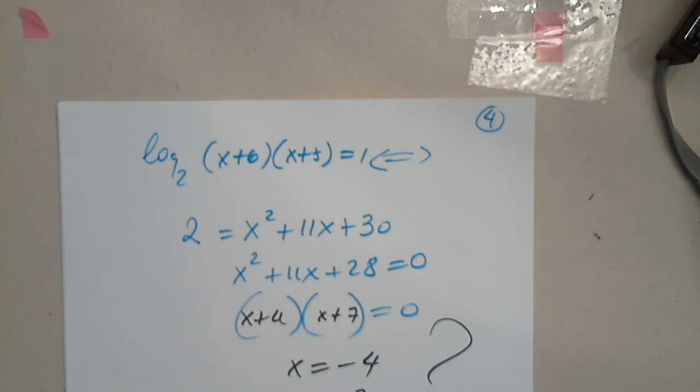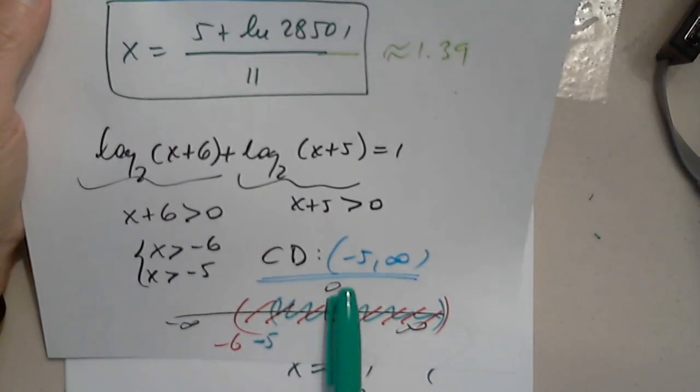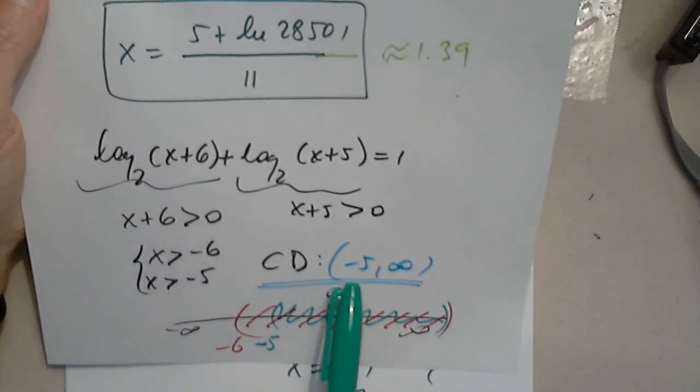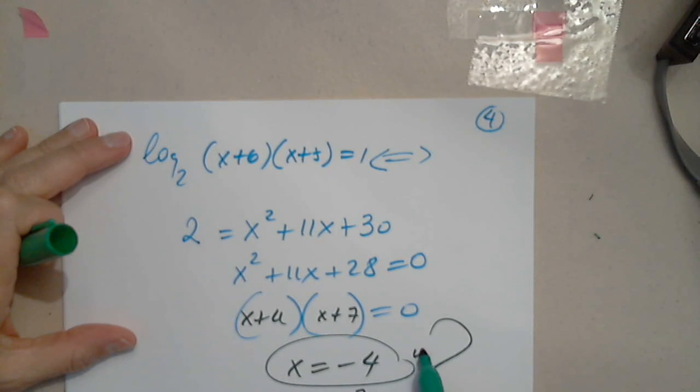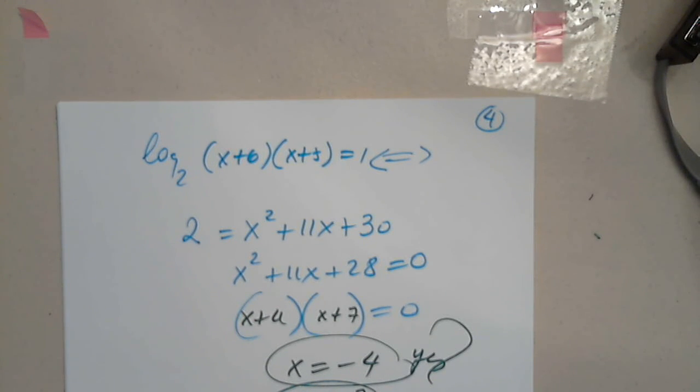But if I forget to go back and check, I will definitely not get full credit. Because solutions are accepted only as long as they are greater than -5. And the only solution that is greater than -5 is this one, -4. No, this one is not.